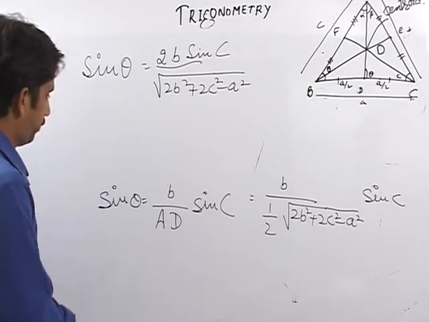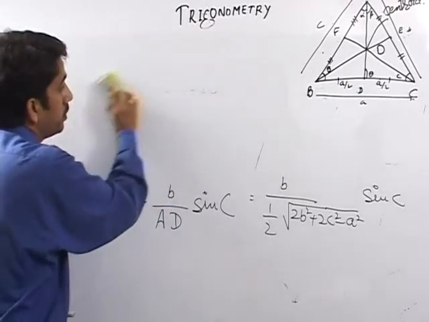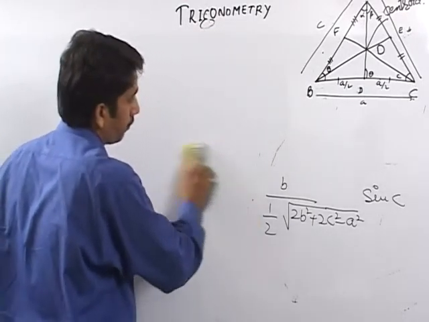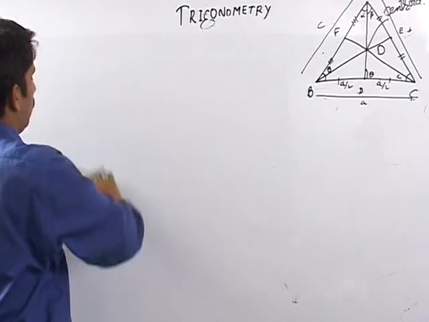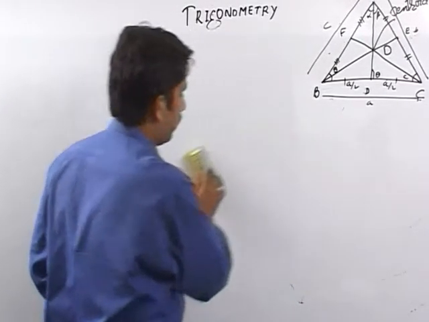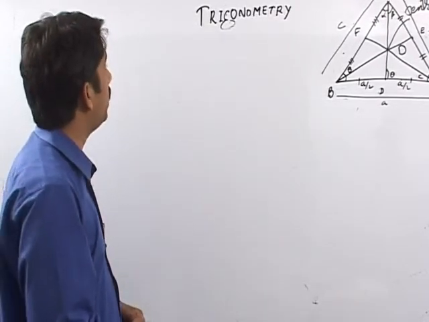Now, this is how you will find the length of medians and the angle made by this median with the angular points and with the sides of the given triangle.